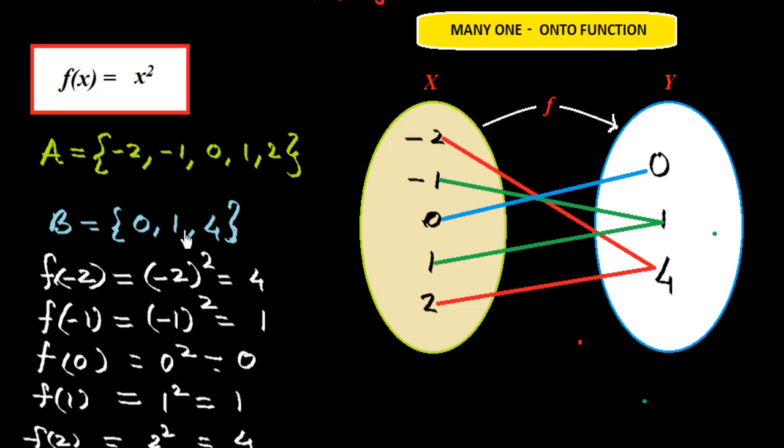The domain, if you see, is minus 2, minus 1, 0, 1, 2, and the range is 0, 1, 4, and it is also the codomain 0, 1, 4. All the elements of set B are called codomain also. So it is the many one onto function.